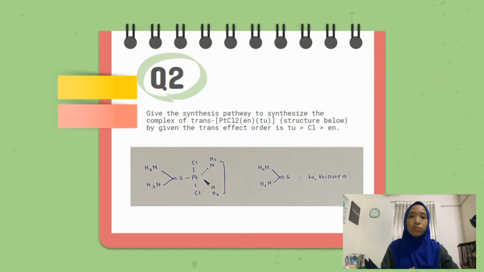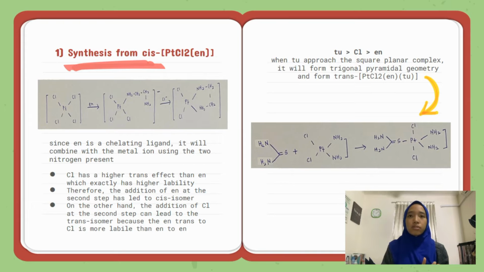Okay, so for question 2, we need to do the synthesis pathway to synthesize the complex trans-dichloro(ethylenediamine)thiourea platinum, given the trans effect order: thiourea is bigger than chloride, and chloride is bigger than ethylenediamine. So first we need to do the synthesis from cis-dichloro(ethylenediamine)platinum. The drawing that we provide in this video is the synthesis for the complex.